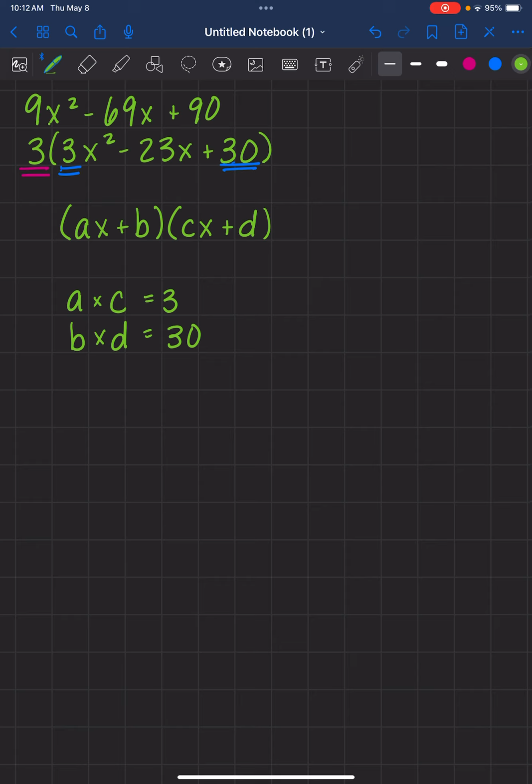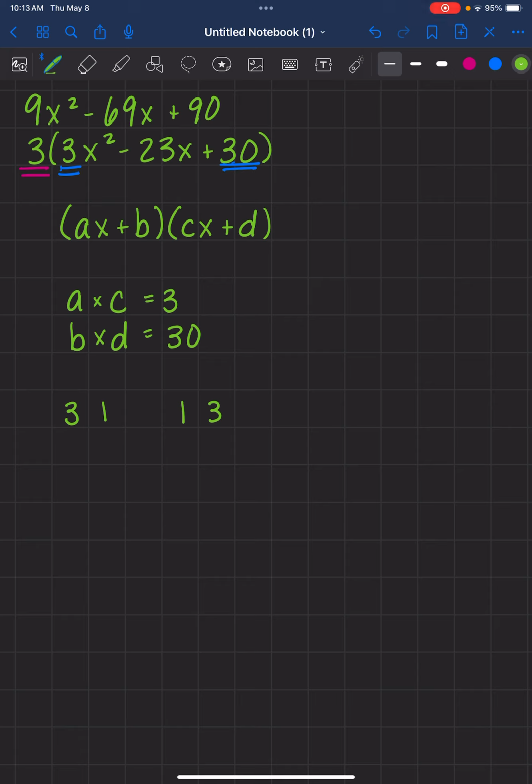So with trial and error, you kind of have to try and see if it works and then try again. Now, the good news is that with a times c needing to be 3, there's only 2 options. It can be 3 and 1 or 1 and 3. So that's a little bit simpler than if you had an a term that had a lot of combinations. But for b times d equaling 30, there are a lot of options, because you can make 30 as 1 and 30, 3 and 10, 5 and 6. So there's more trial and error there.